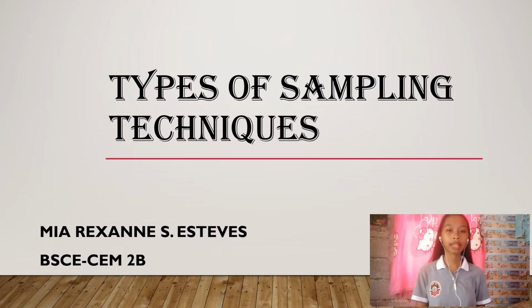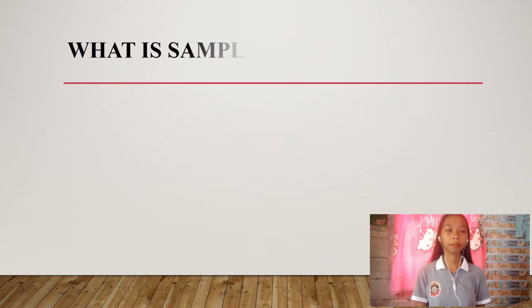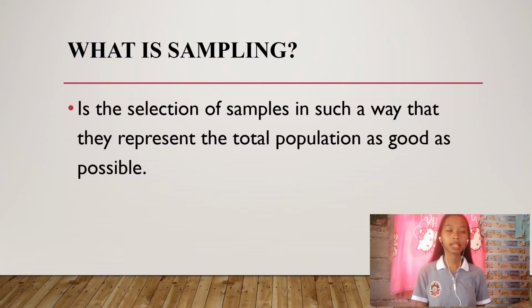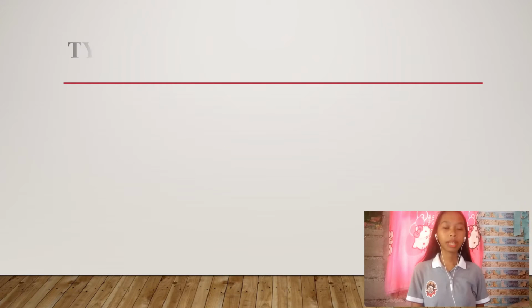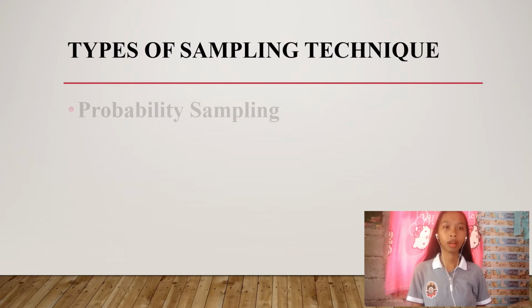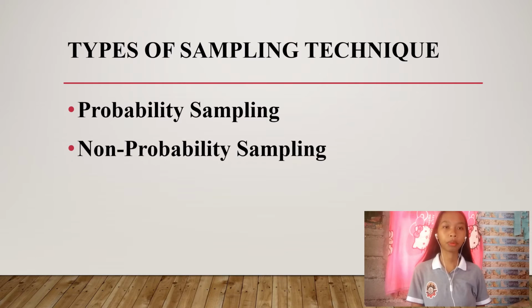I'm going to discuss types of sampling techniques. But first, what is sampling? Sampling is the selection of a sample in such a way that it represents the total population as well as possible. There are two types of sampling technique: probability sampling and non-probability sampling.